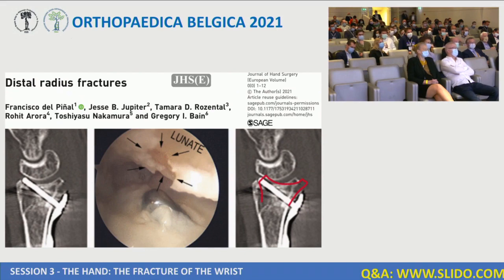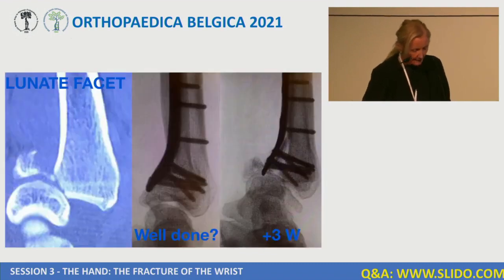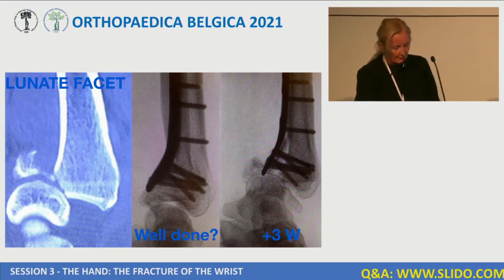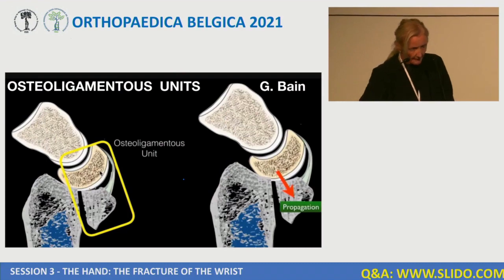Here is a case of Dr. Delpinal with an intra-articular screw. You see the help of the arthroscopy. There is a cartilage wear on the lunate due to the intra-articular screw, and the reduction is incorrect. The lunate facet fracture. You see the volar locking plate seems well done, but at the 3rd week, you see a redisplacement of the fracture. There is a failure to capture the lunate facet rim. So the volar locking plate is not a panacea. Not all fractures can be treated with a volar locking plate.